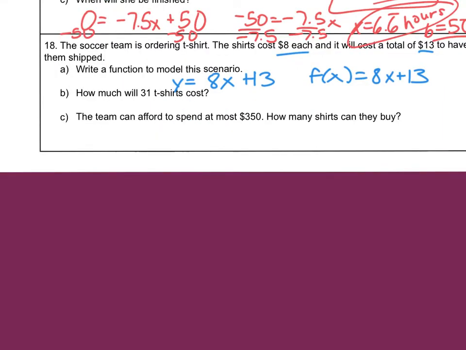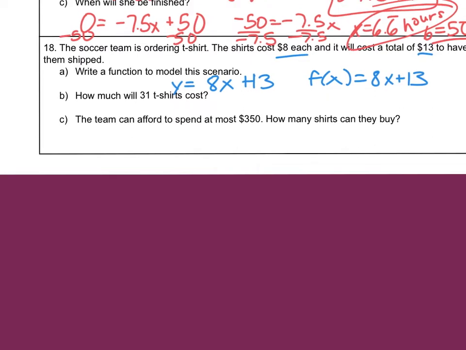How much will 31 t-shirts cost? Easy, just plug in f of 31. It's going to be 8 times 31 shirts plus the shipping cost. 8 times 31 plus 13 in my calculator gives me $261. Great.